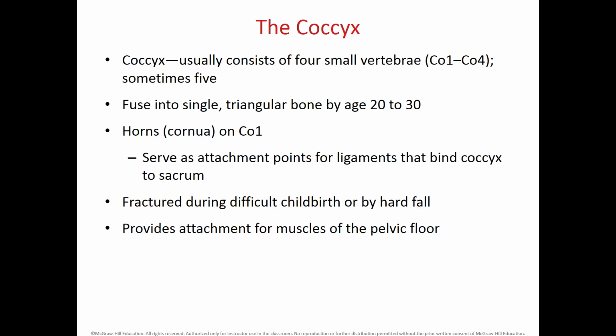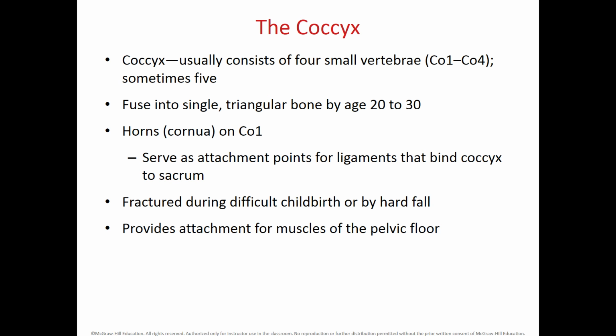The coccyx has four small vertebrae, CO1 to CO4. Don't confuse C for cervical with CO. CO stands for coccyx. So it will be coccygeal 1 vertebra for CO1, and CO4 will be the fourth coccygeal vertebra. Sometimes some people can have 5. This is the anatomical variation that we talked to you about.